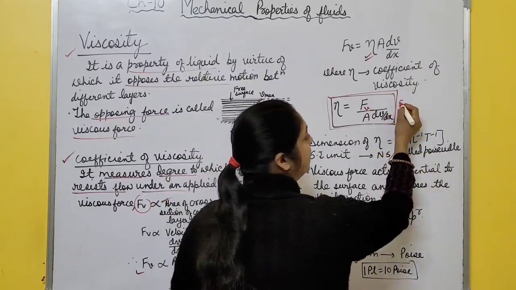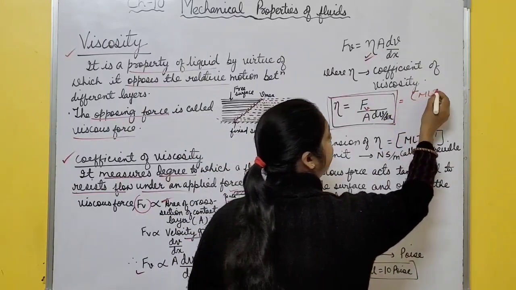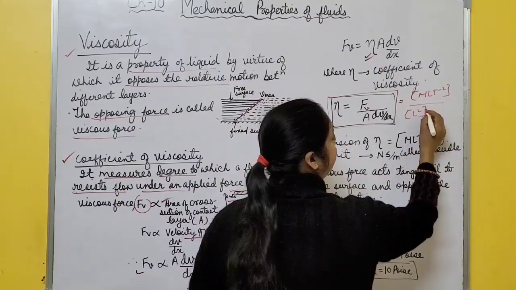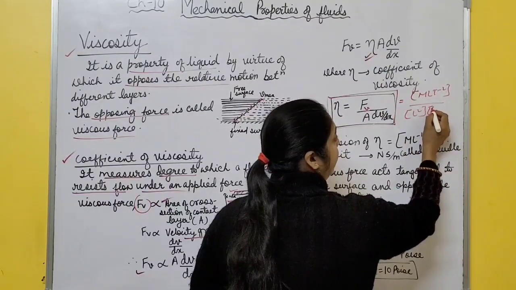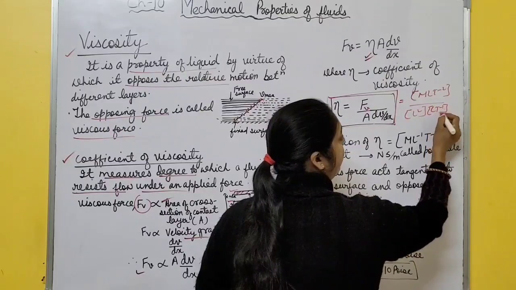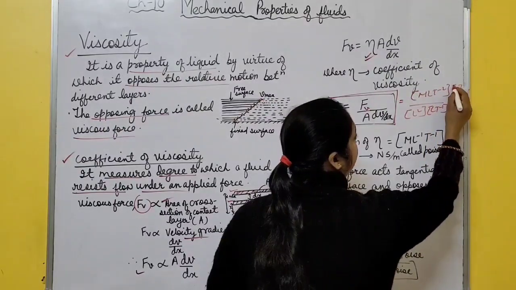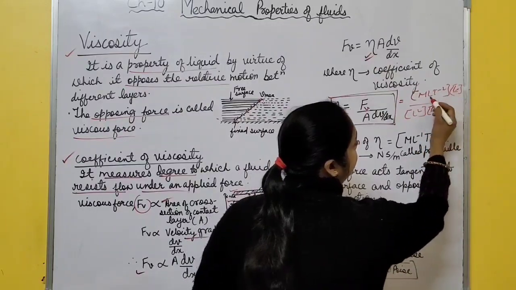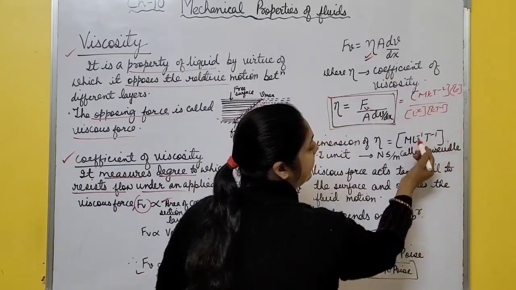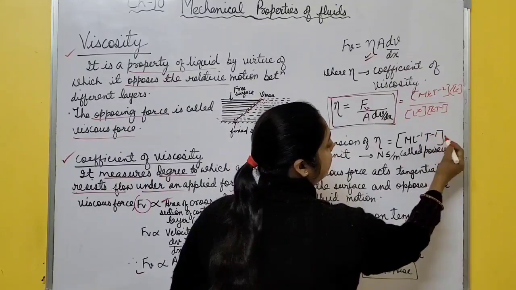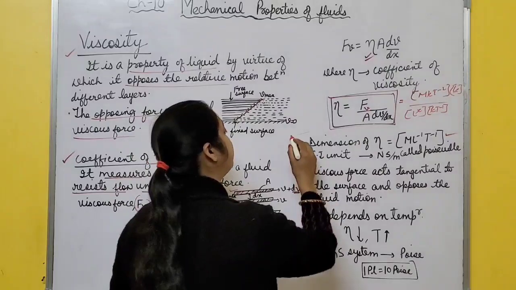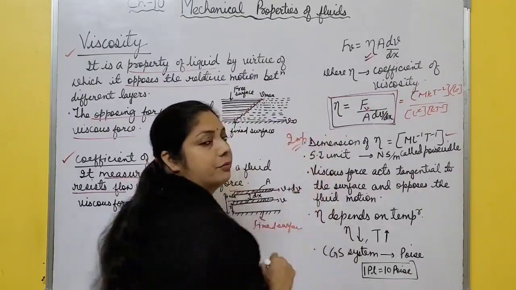How do you find this one? The dimension formula for force is M L T minus 2. Area is L square, and dV by dx: dV is L T minus 1 and dx is L. So this L cancels, and we get M L minus 1 and T minus 1. So the dimensional formula for this one is M L minus 1 T minus 1. It's very important. Please remember the dimensional formula of this one.